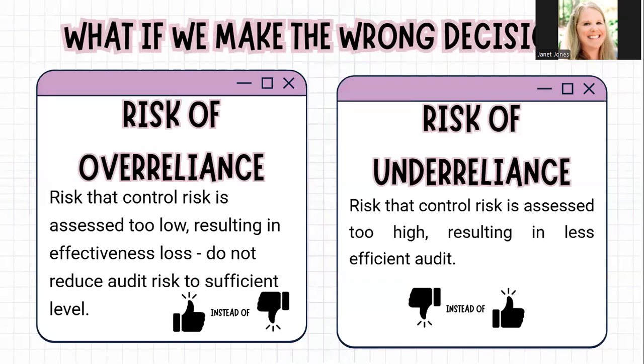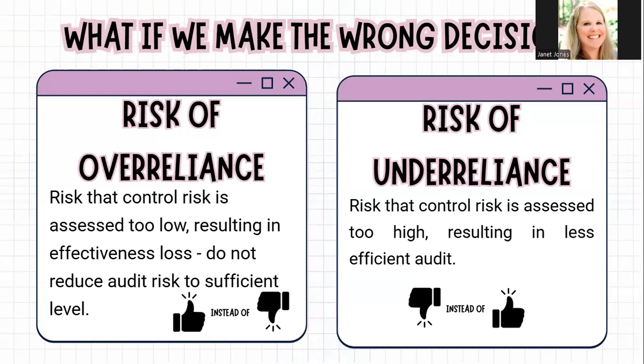So what can go wrong? When we are doing a sample, remember we're looking at a few items and making a conclusion about a larger population. So if you remember from your statistics classes, you can have the type 1 and type 2 errors. The risk of over-reliance would be our type 1 error, and the risk of under-reliance is going to be our type 2 error.